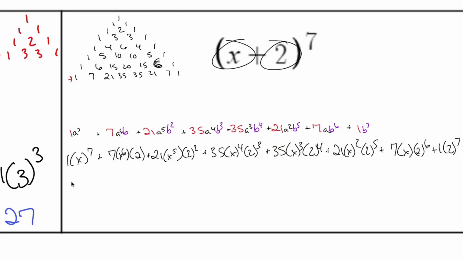All right, 1 times x to the 7th just becomes x to the 7th. That'll become 14x to the 6th. Let's see if we can do this in our head. 21 times 4 is going to be 84, x to the 5th.